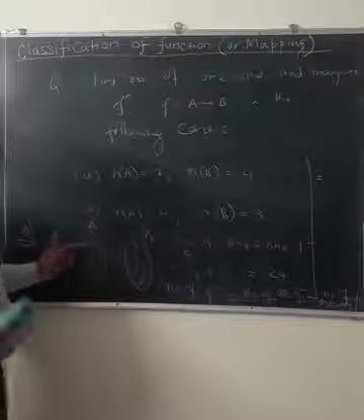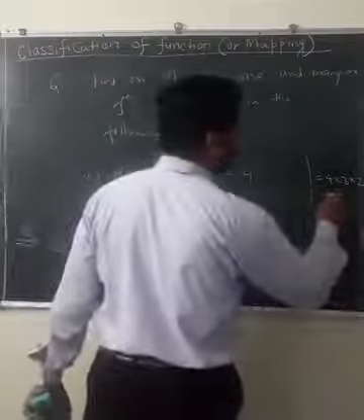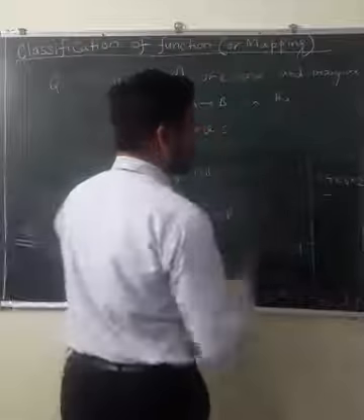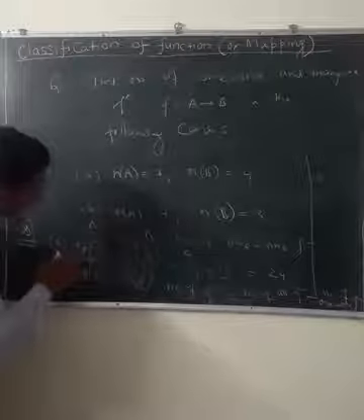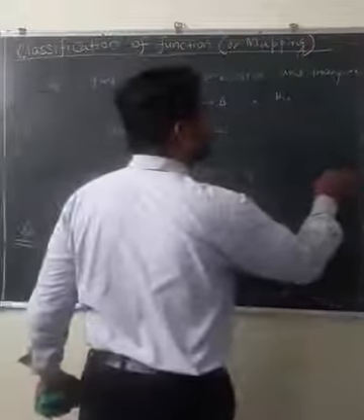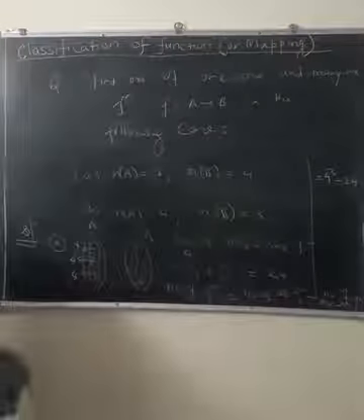This can be filled in 4 ways, this in 3 ways, this in 2 ways, 4 into 3 into 2, or you can say 4P3. Sorry, not 4P3. For the number of functions, I can repeat all the objects. So this place can be filled in 4 ways, this place also in 4 ways, and this place also in 4 ways. So 4 into 4 into 4, that is 4 to the power 3, minus the total number of one-one functions, that is 24. This will be the number of many-one functions in this case.